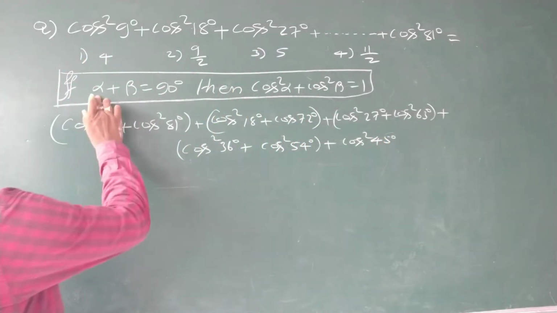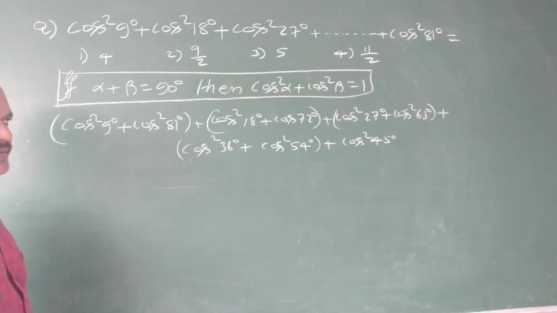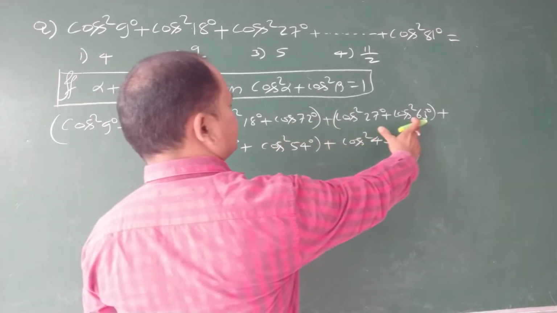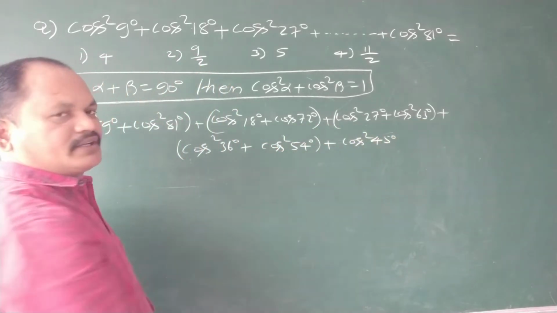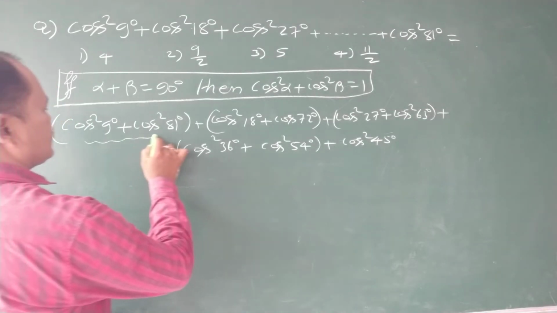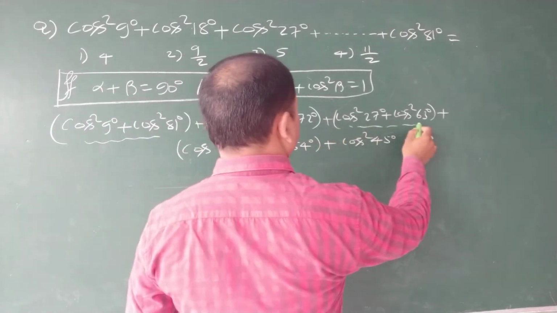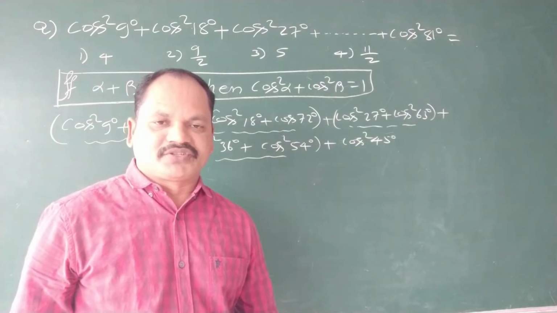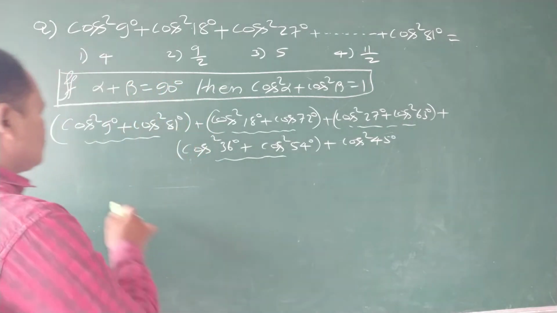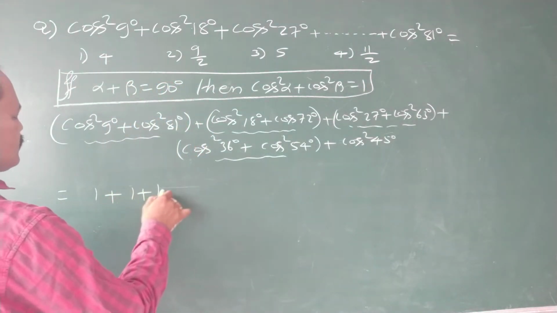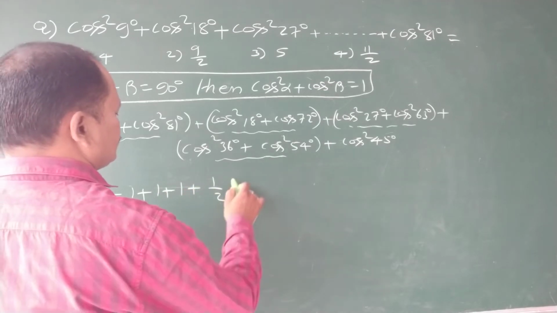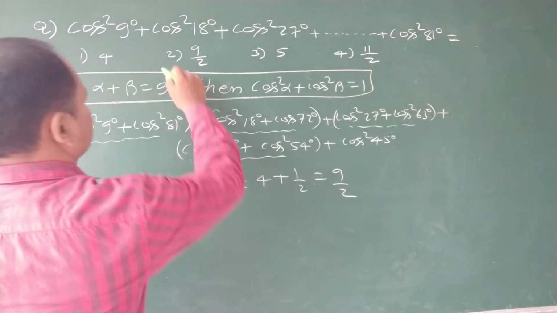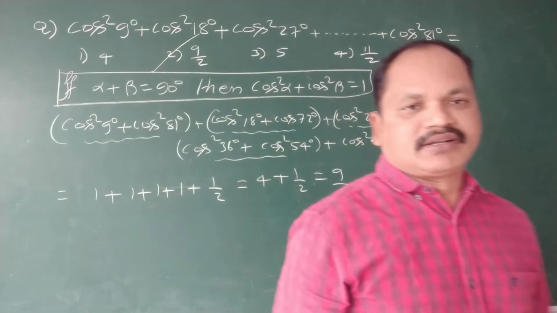That's why observe, if alpha plus beta is 90, then cos square alpha plus cos square beta is 1. Observe, 9 plus 81 is 90, 18 plus 72 is 90, 27 plus 63 is 90, 36 plus 54 is 90. That's why this bracket gives 1, this bracket gives 1, this bracket gives 1, this bracket gives 1. This is cos 45 whole square. Actually cos 45 is 1 by root 2, its square is 1 by 2. That's why here it is 1 plus 1 plus 1 plus 1 plus 1 by 2, that is 4 plus 1 by 2. It is nothing but 9 by 2. That's why that is the second option.